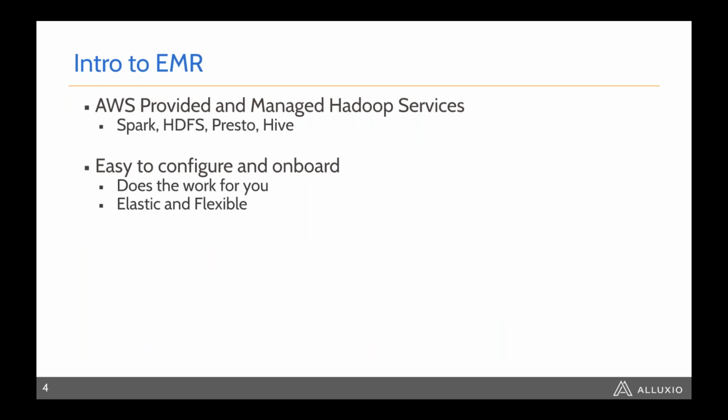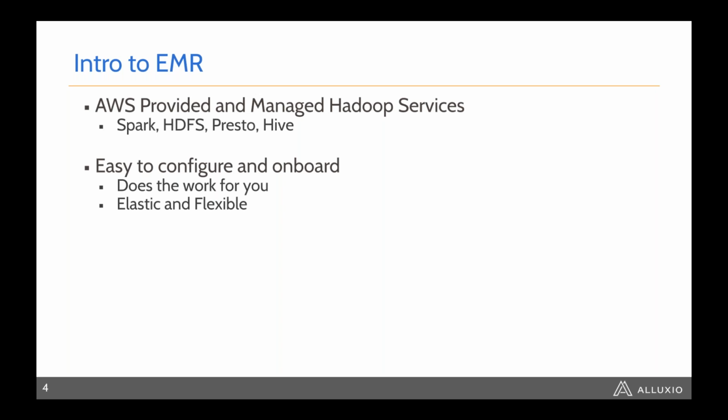Before I dive into how Alluxio does that, a quick primer on Amazon EMR for those who are not familiar with it. EMR is a managed service provided by Amazon, which allows you to deploy compute applications like Spark, storage like HDFS, and other compute applications like Presto and Hive on Amazon EC2 instances. For today's talk, HDFS is not utilized on EMR.